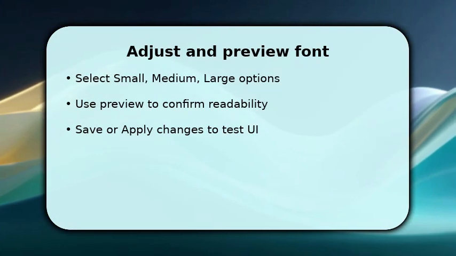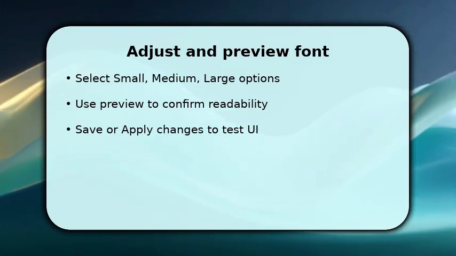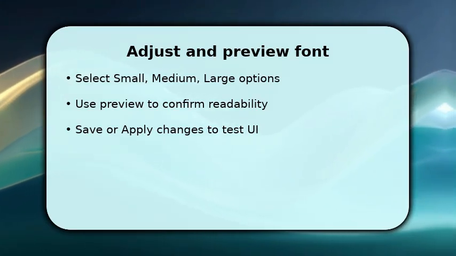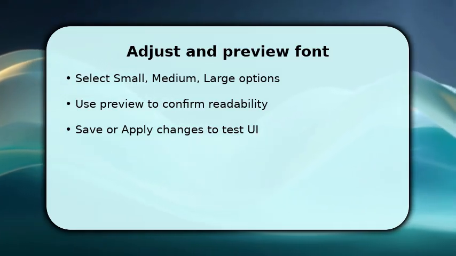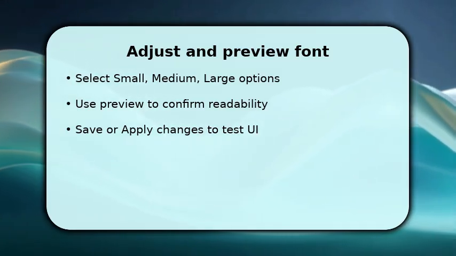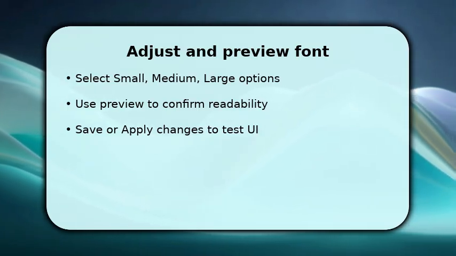You will see small, medium, large choices or a slider on some models. Pick one to preview. Use the built-in preview so you can judge legibility in menus and messages before committing. Once you pick the best size, press Save or Apply so the phone writes the preference to memory. Make sure to allow it a second to redraw UI elements.